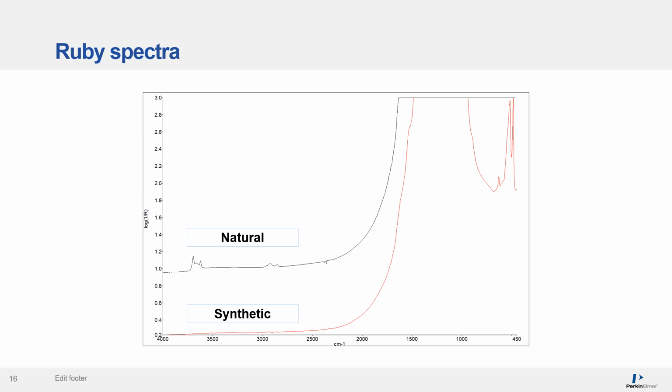We are also able to differentiate natural and synthetic materials. In this case, we are looking at the spectra of natural and synthetic rubies. The natural rubies show additional spectral bands relating to the mineral structure that's present.